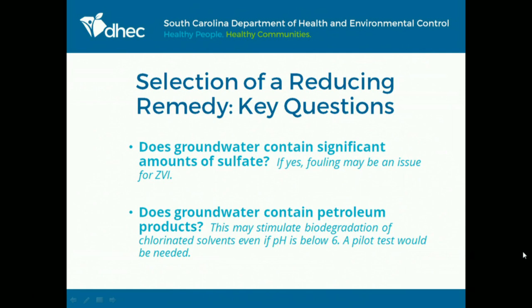Now we move to the questions about sulfate and petroleum. Does groundwater contain significant amounts of sulfate? If yes, fouling may be an issue for zero-valent iron. Does groundwater contain petroleum products? This can stimulate biodegradation of chlorinated solvents, even if the pH is below 6, through a different process than the one that we're used to. It's called co-metabolism. But a pilot study would be needed to confirm that you can actually achieve your remedial goals with that.